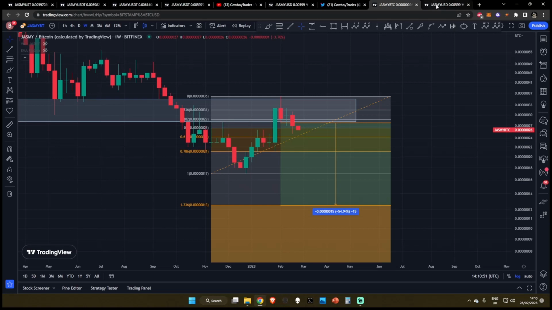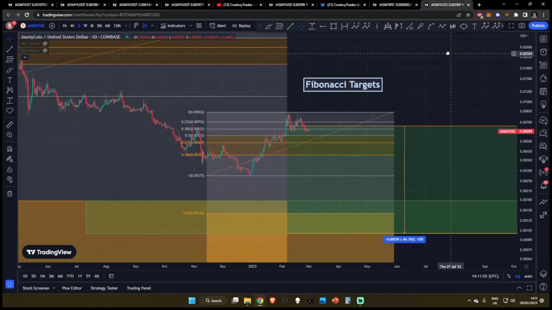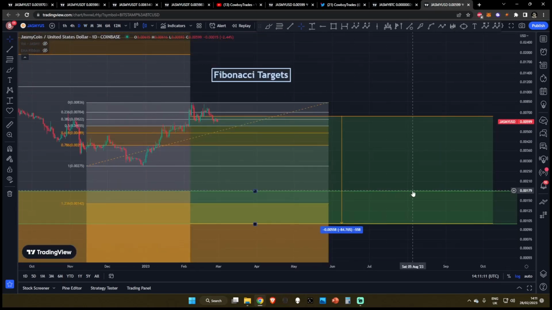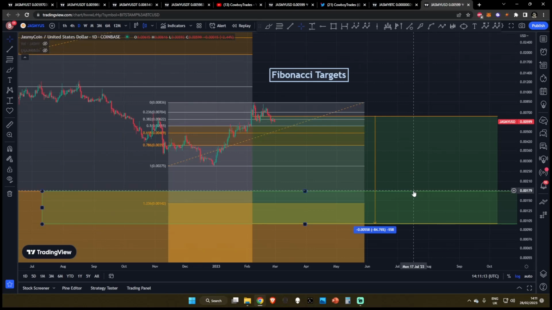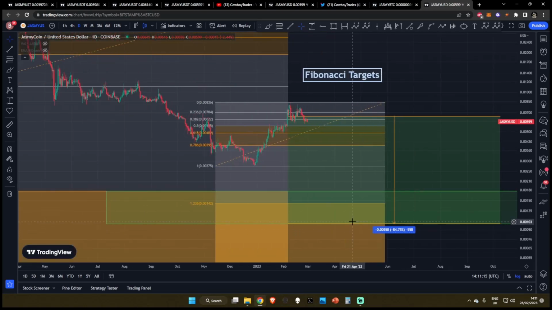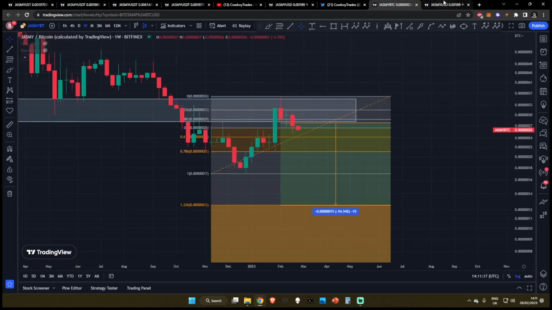More about that in my previous video, although I've explained this already before, so I won't waste any more time explaining it again. We looked at how much I believe Bitcoin's going to drop. We looked at Fibonacci targets for JASMY, and subsequently, when we pair these two together, we looked at the most plausible scenario for JASMY to drop against the US dollar. And that is in accordance to the JASMY BTC pair.